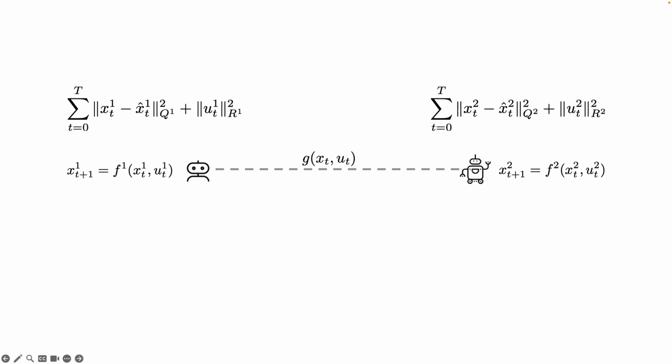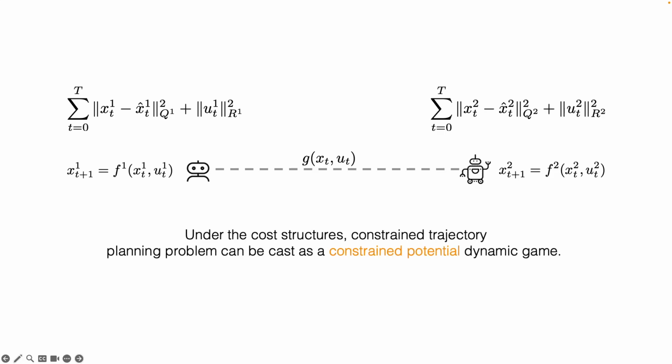Let the constraint of the problem be denoted by G. Here G could be constraints like collision avoidance constraints, for example. It turns out that such a multi-agent interactive planning problem can be formulated as a dynamic game. And under these cost structures, the constrained trajectory planning problem can be cast as a specific class of games called constrained potential dynamic games.